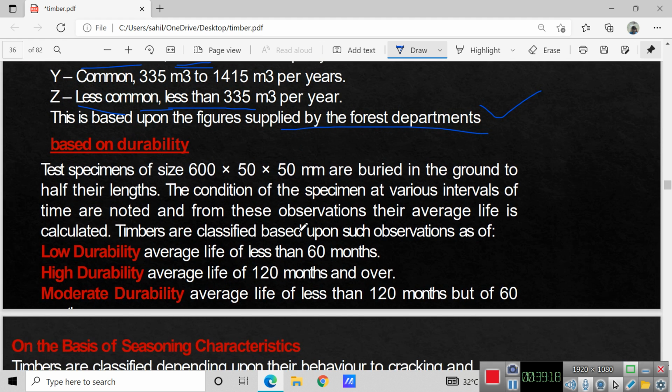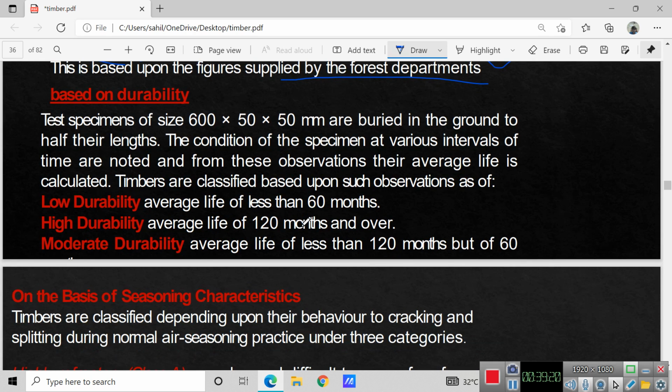Now based on durability, there is some classification. Test specimens of size 600 by 50 by 50 millimeters are buried in the ground for this test, to half their length. So to half their length, they are buried inside the ground. So 50% of the length is buried inside the ground and 50% is above the ground, like this.